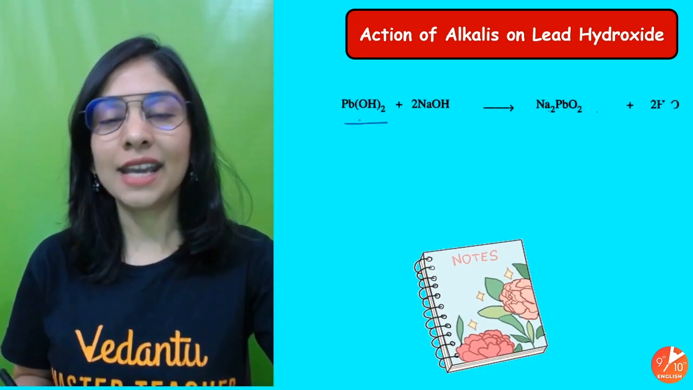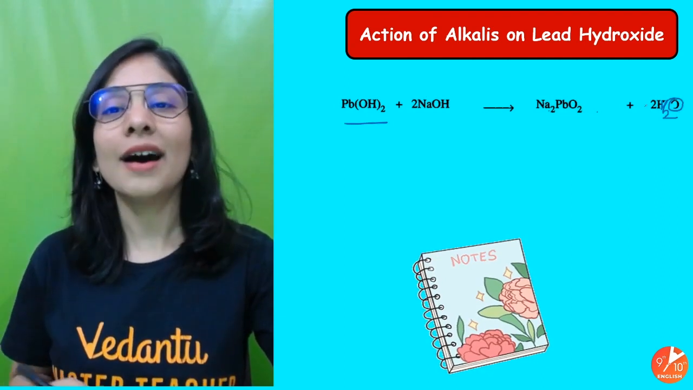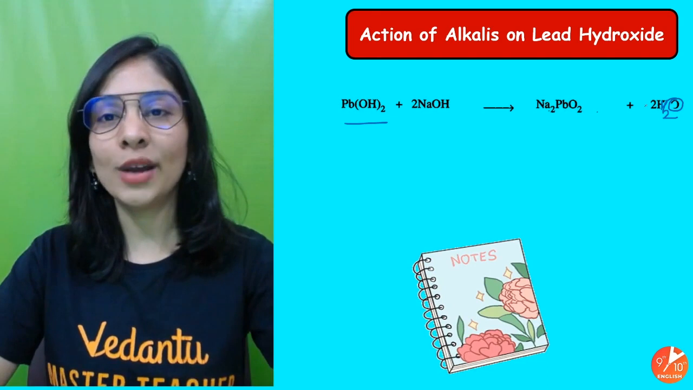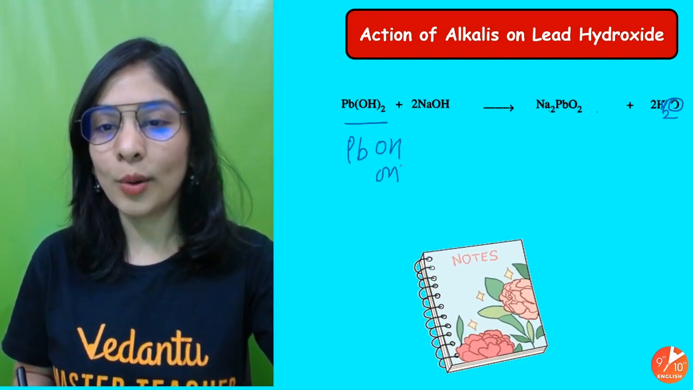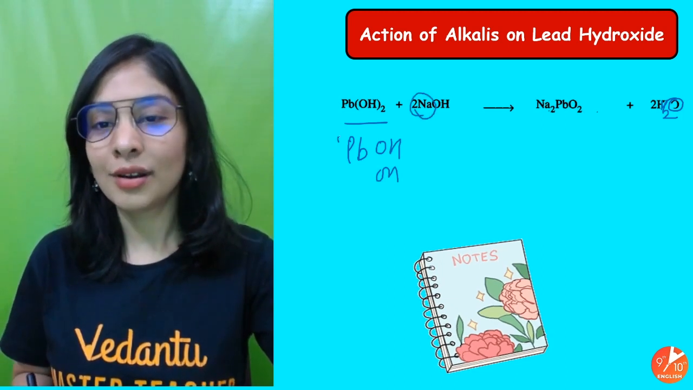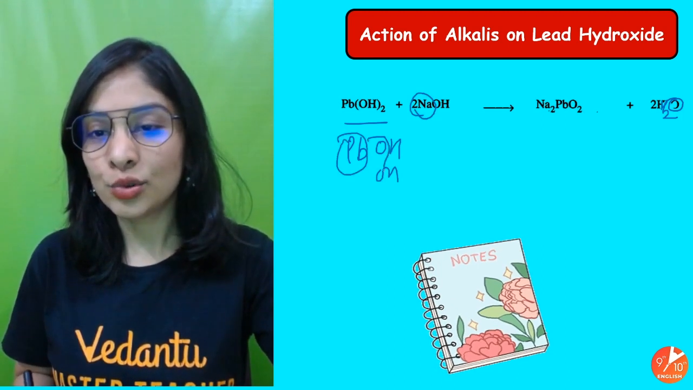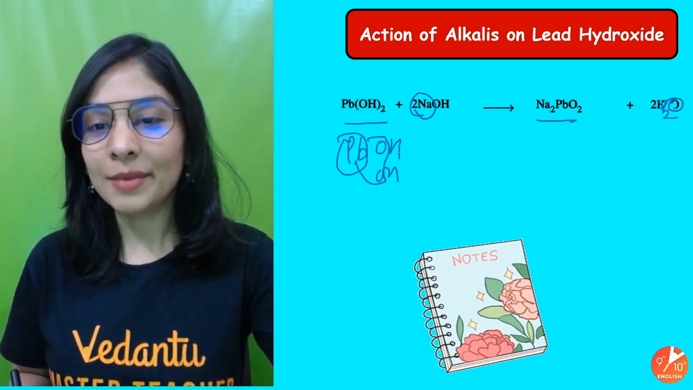Same, if I've taken lead hydroxide, the only difference is in the amount of water molecule. Now it has become 2. So it's like Pb(OH)2 with 2 molecules of NaOH. So Na2PbO2, just made it disappear. Na2PbO2. What am I left with?